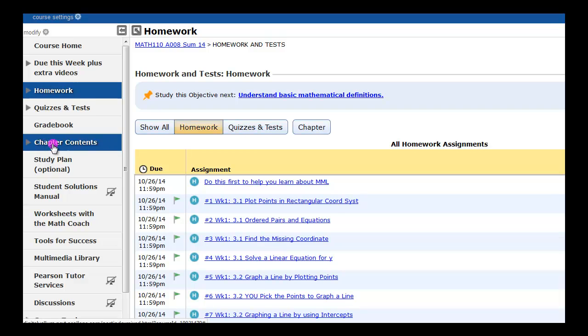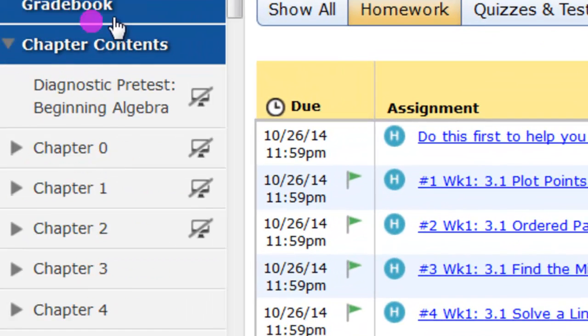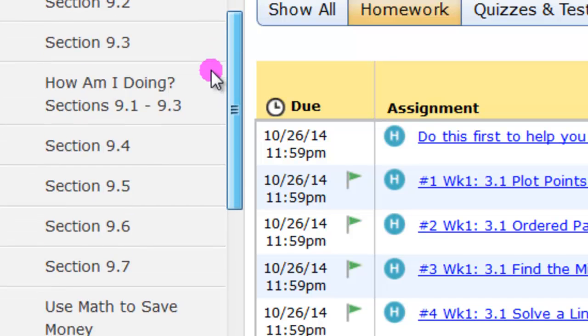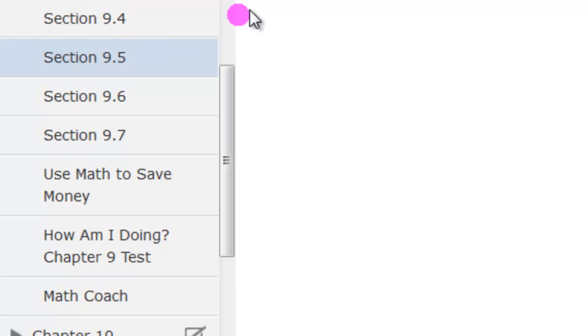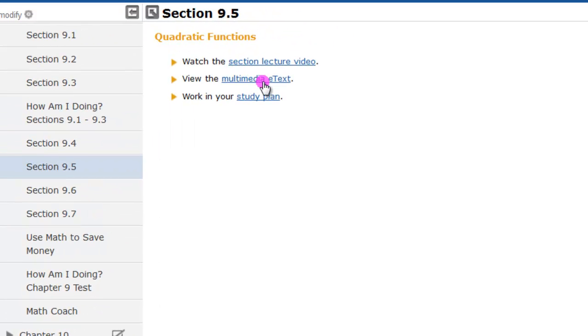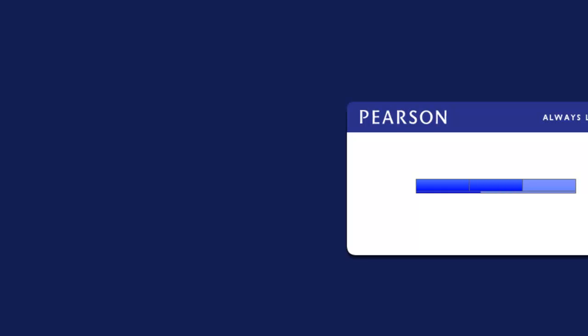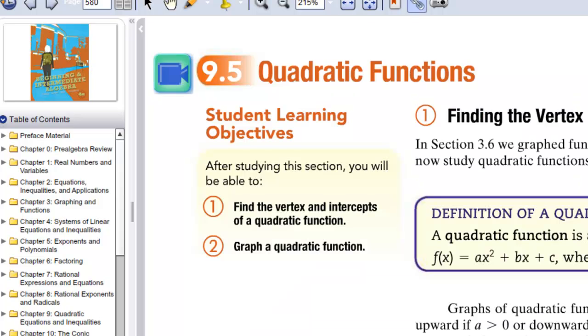So what you want to do is click here on chapter content in the My Math Lab, and then find your chapter 9, and we're going to go to section 9.5. And I'm going to look over here to view the multimedia e-text. So then the ebook is going to come up. And I've gone to the chapter contents and found section 9.5, which is quadratic functions. Actually, I'm going to go now to the homework at the end of this section.